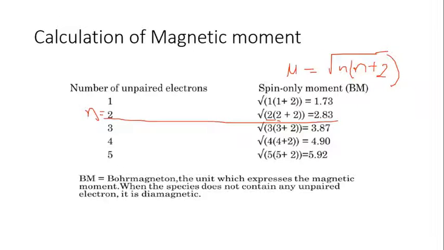Then for 3 unpaired electrons, you substitute n as 3 and you arrive at the spin-only magnetic moment of this particular complex. Like that I have shown you for 5 unpaired electrons, where you will have the spin-only moment as 5.92.